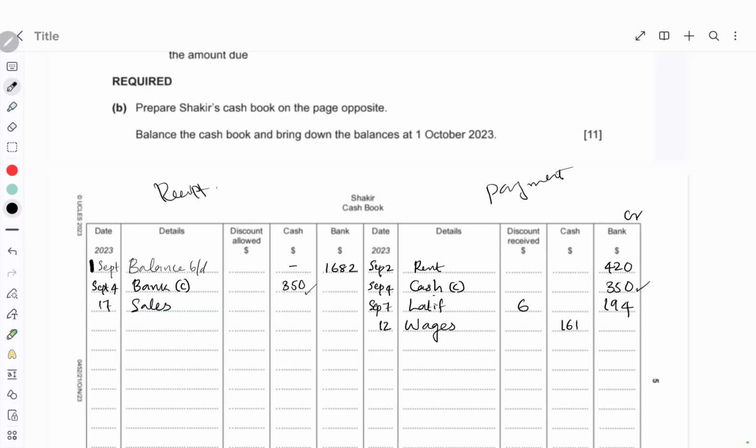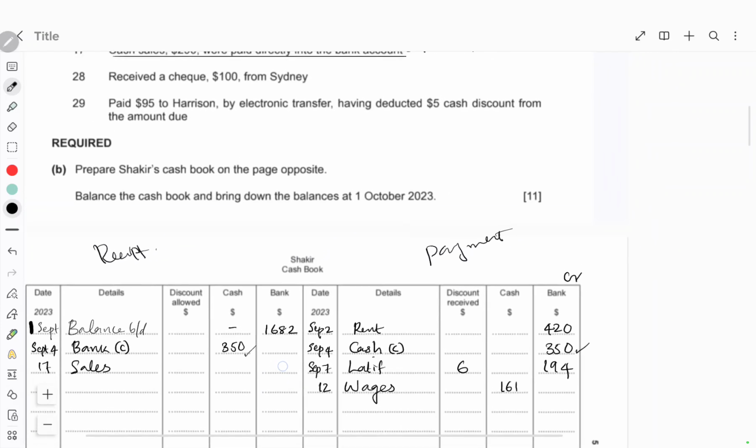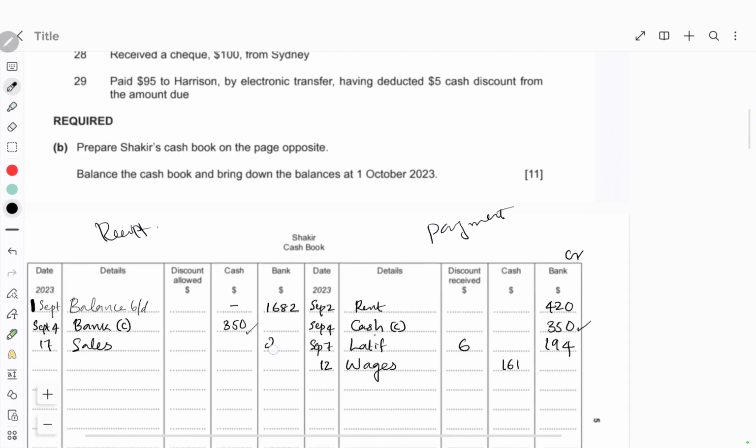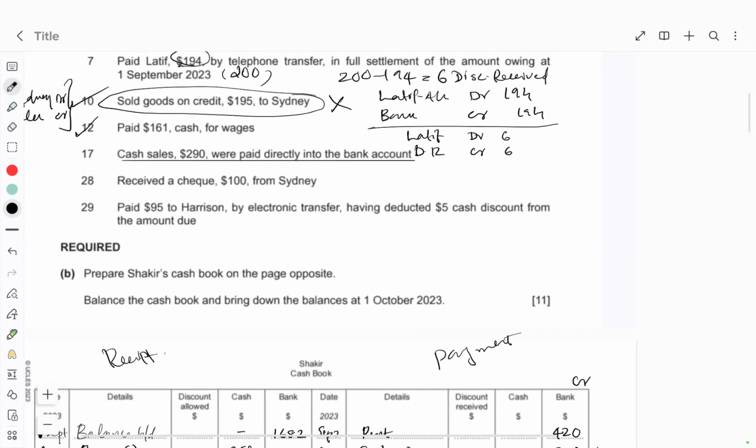Receipts will be in the debit side, right? So it's a cash sale actually, but it is directly paid into the bank. So 290 is directly going to your bank account. No need to record separately. Otherwise you should record it as a cash sale, then you have to do the contra entry also. So instead of that, we can directly post into our bank account if it is given.